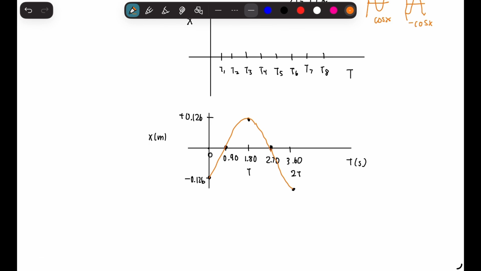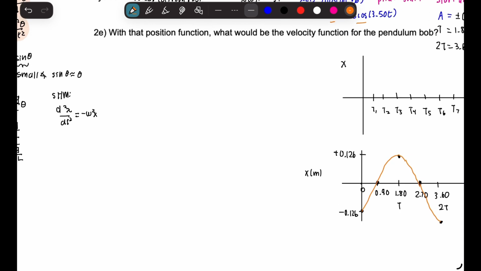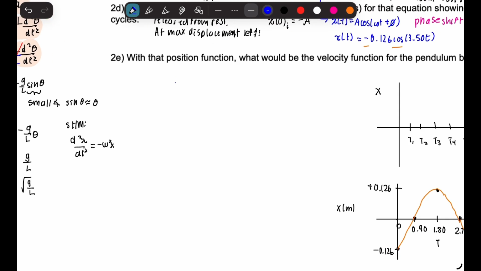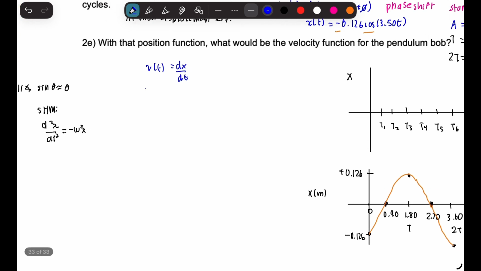Now we want the velocity function. So for our last question, we know v of t is equal to dx over dt. We know that velocity, we just plug in. So v of t is equal to 0.126 times 3.50 sine 3.50 t. That's 0.44 sine 3.50 t in meters per second because this is velocity.